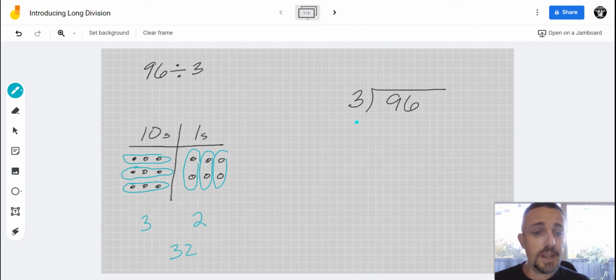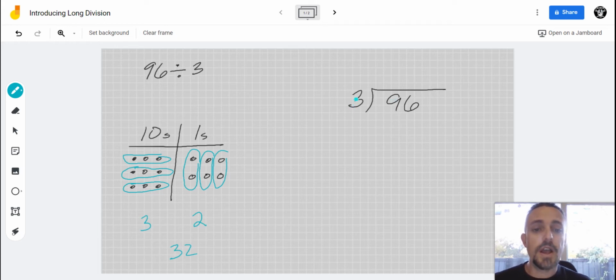Now, we also need to be able to do this with the standard algorithm. So what does that mean? Well, that means you go over here and you take a look at this. Now, here's the deal. You start with this part right here. This is your divisor. And over here, the 96 is your dividend. And we're going to divide each part of the dividend up, starting with the largest place value, which in this case happens to be the tens column.